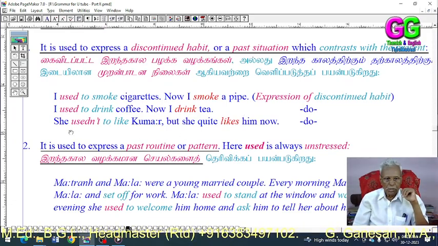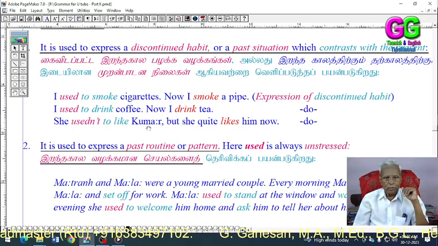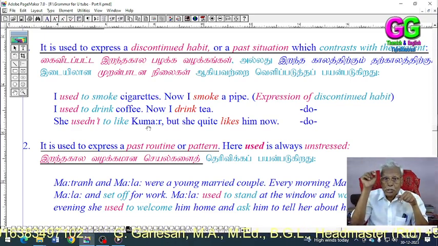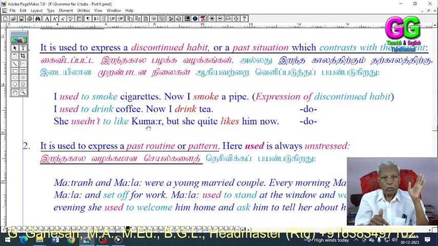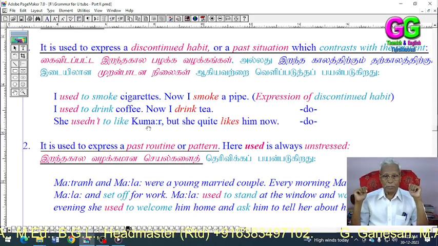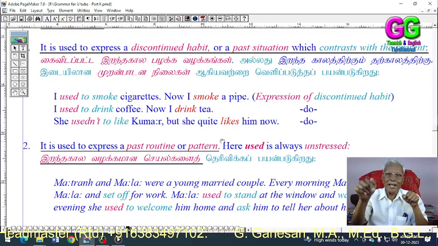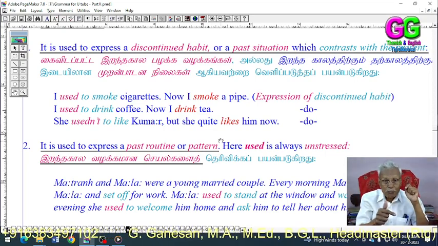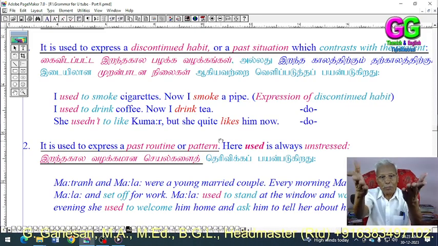But here, she used to like Kumar. That is, she used not to like Kumar in the past. But she quite likes him now. Now she likes him very much. In the past, she used not to like Kumar, but now she likes Kumar very much.